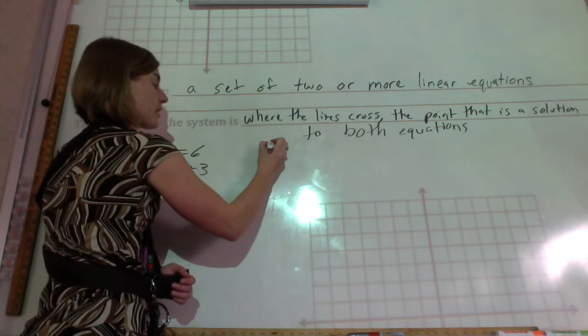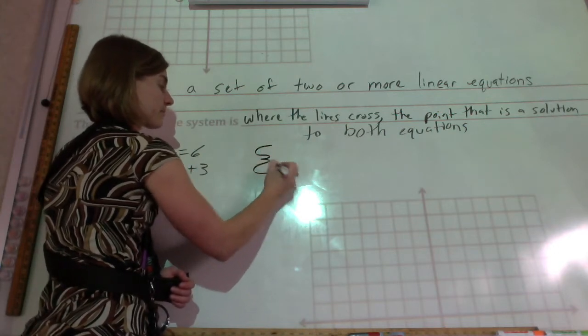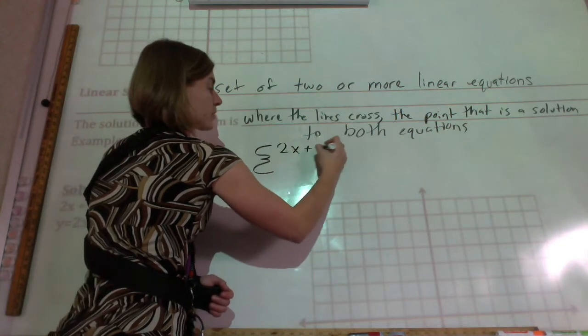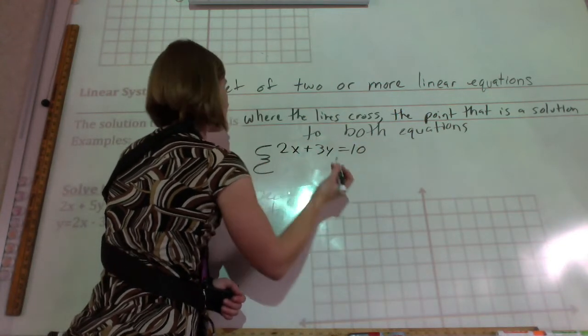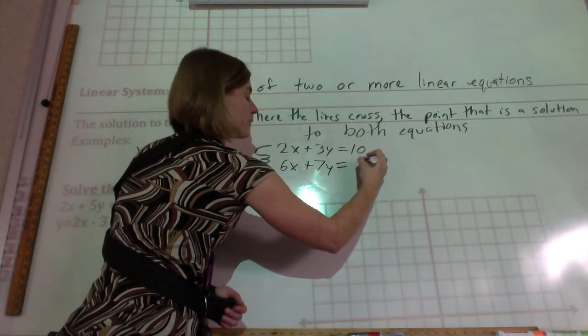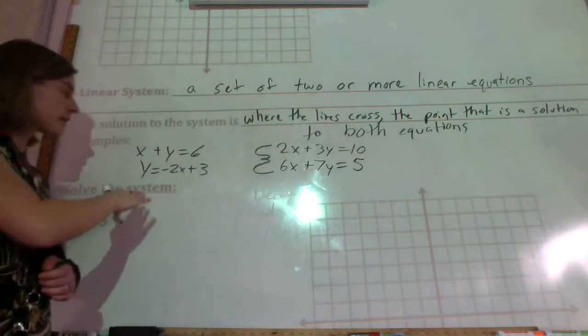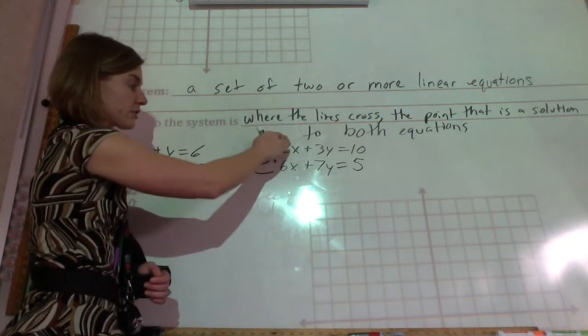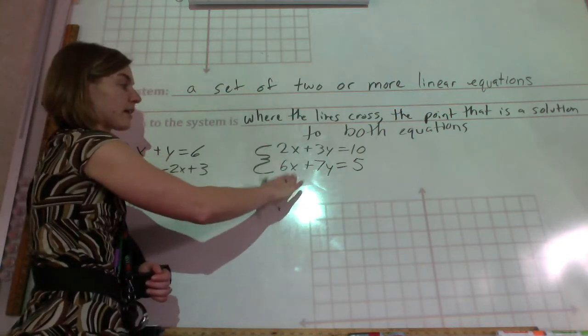A lot of times you'll see brackets like this with the two equations inside. So maybe you'll have 2x plus 3y equals 10 and 6x plus 7y equals 5. So sometimes you'll see it like this, and sometimes you'll see it with this bracket on the outside. And that's just to say everything that's inside this bracket is part of the system.